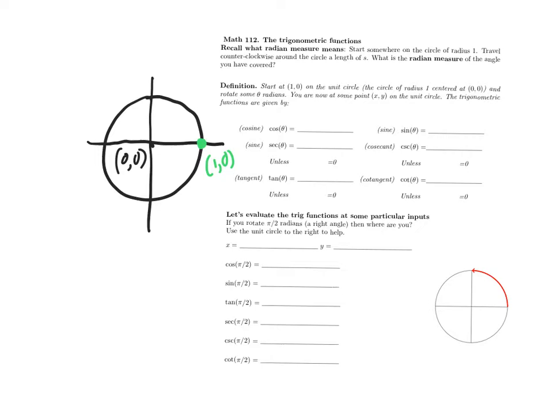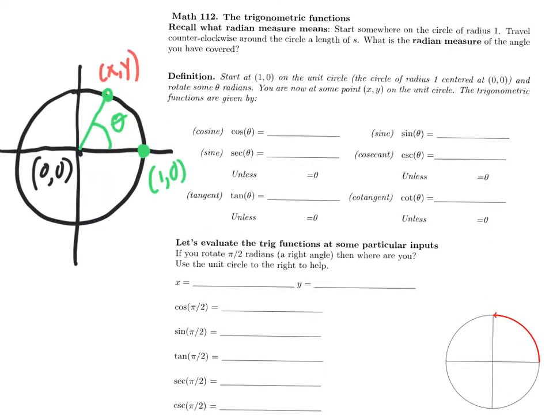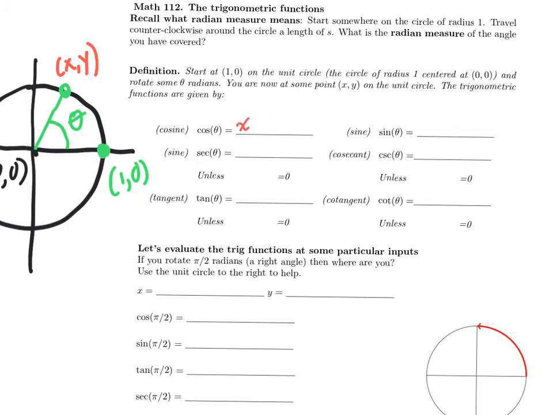Rotate by some angle theta radians, where a positive angle means you rotate counterclockwise and a negative angle means you rotate clockwise. So rotate by some angle theta. Start there and end there. You'll now be at some point (x, y). The coordinates of that point, x and y, are the things that the trig functions are defined in terms of. The cosine of this angle theta is that x coordinate. The sine of this angle theta is that y coordinate.